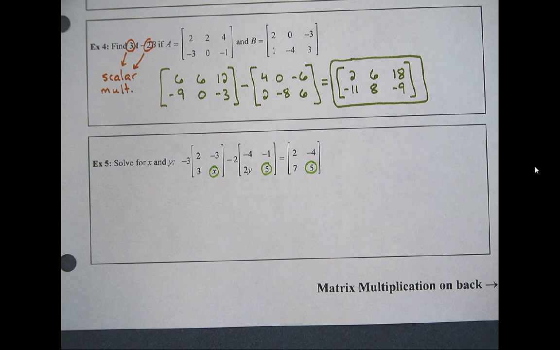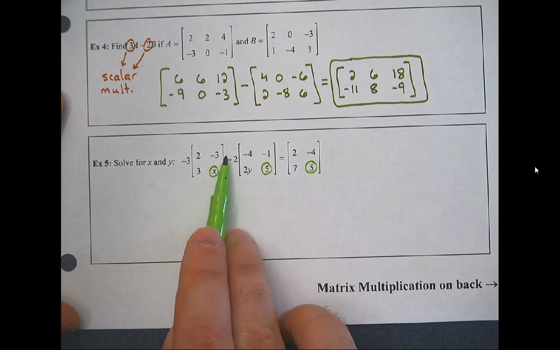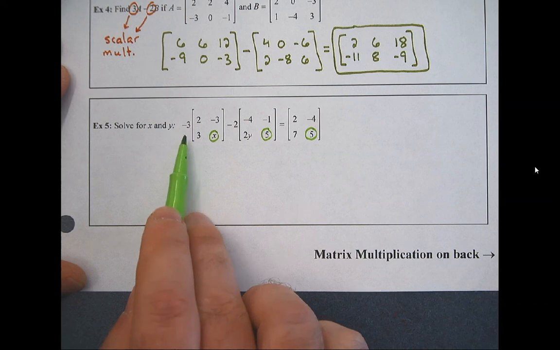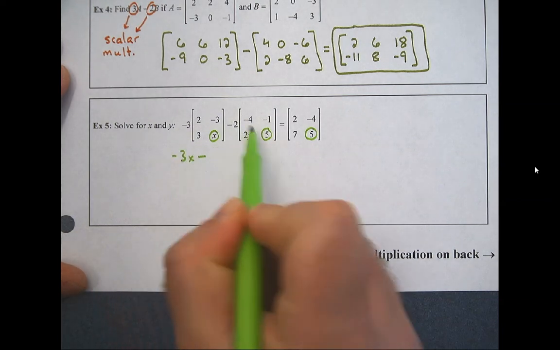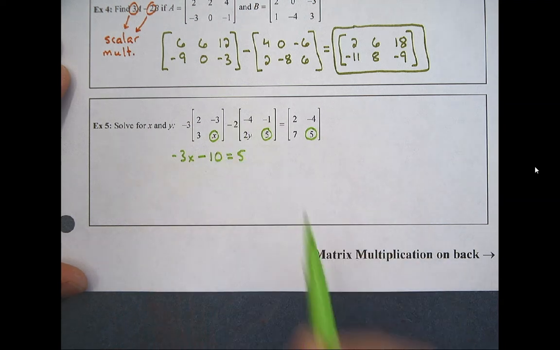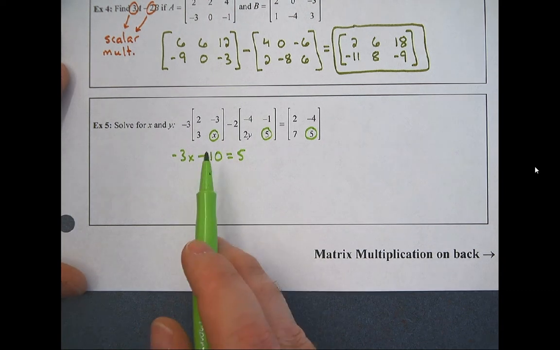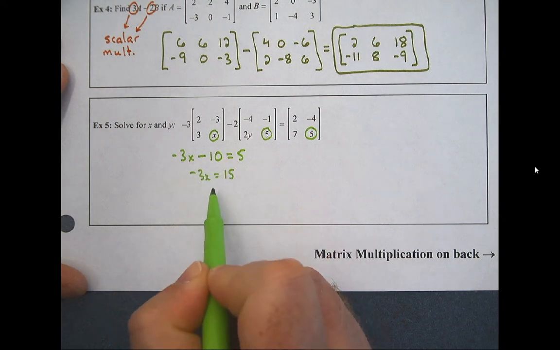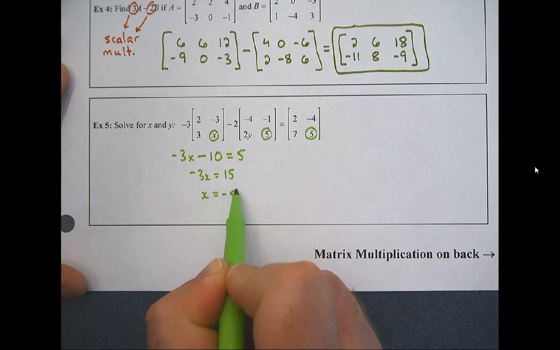I can now use those to make an equation. Now this matrix subtract this matrix should end up being this value. So that means negative 3 times X subtract 2 times 5, which is 10, should end up being 5. Now this is an equation that I can use algebra to solve. So I'm going to bump over the 10. I'm going to divide by the negative 3, and I get X equals negative 5.